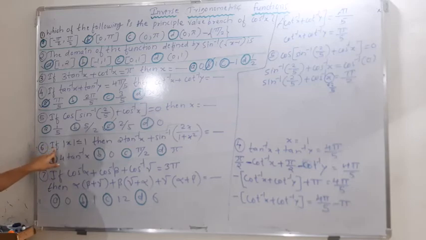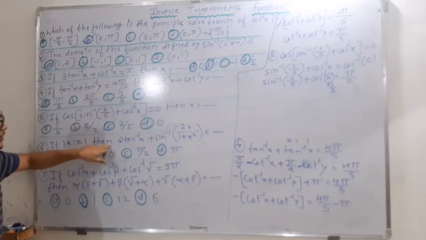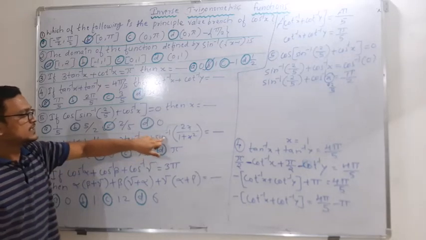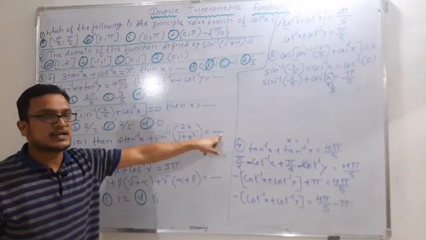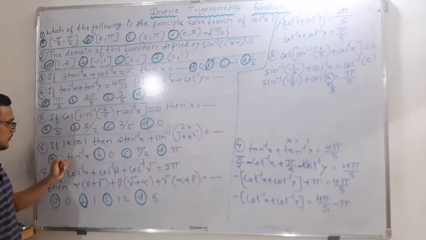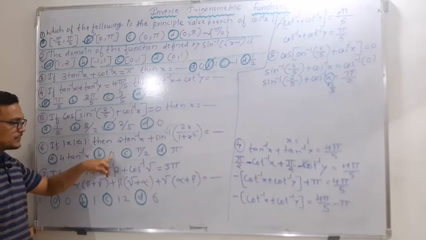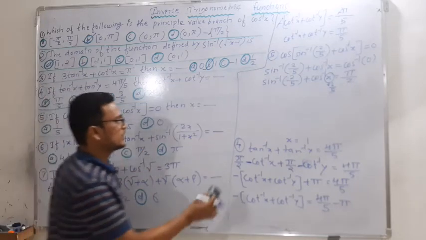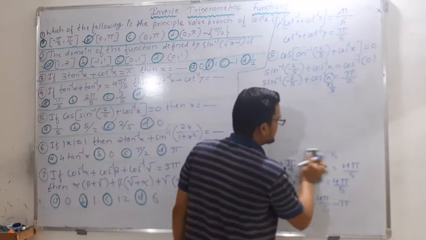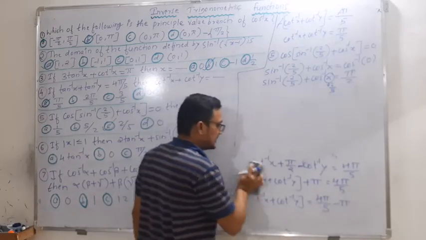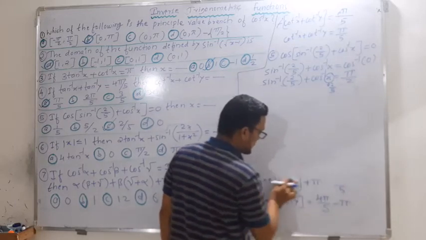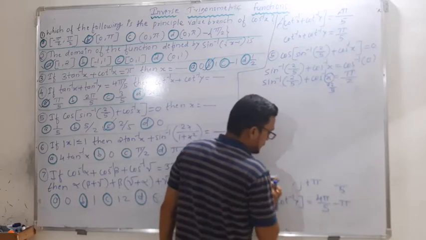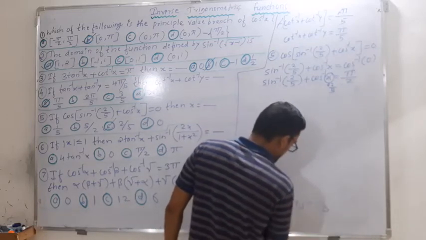Next question, if modulus of x is less than or equal to 1, then 2 tan inverse x plus sin inverse of 2x divided by 1 plus x square is equal to dash. Options are 4 tan inverse x, 0, pi by 2 and pi. Again, even for this example you have to remember the inverse trigonometric properties, or you can say inverse trigonometric formulas. If you know it, then this problem is very easy.